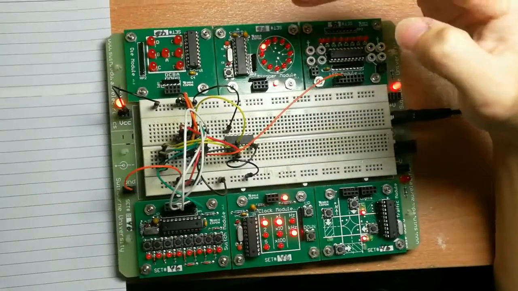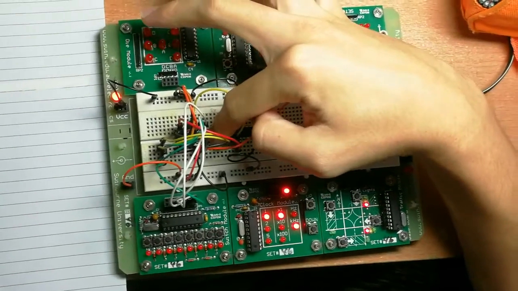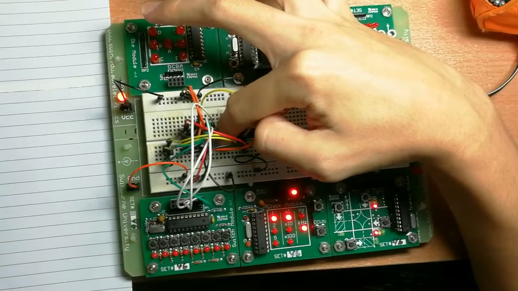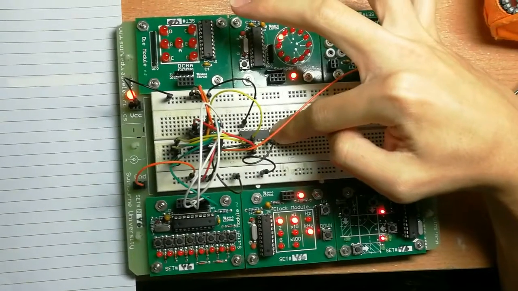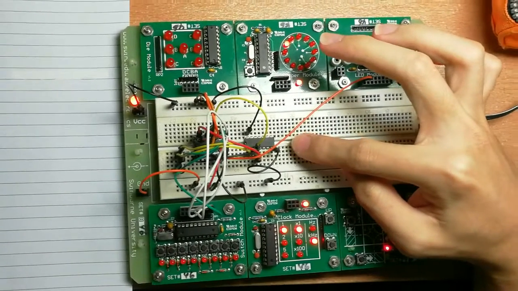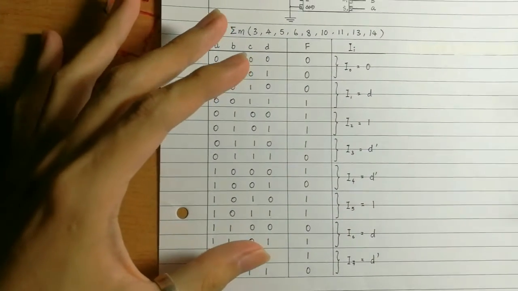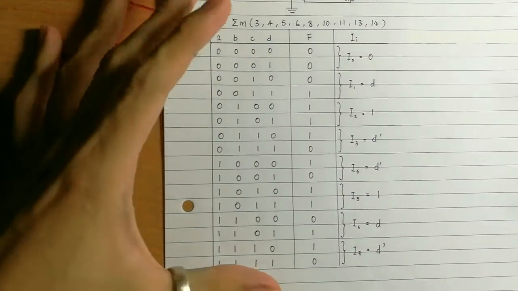This is the part 2B circuit. So this is the 74HC151 IC, and this is the 74HC00 IC. This is to replace the NOT gate. This is the multiplexer function implementation table that we built.